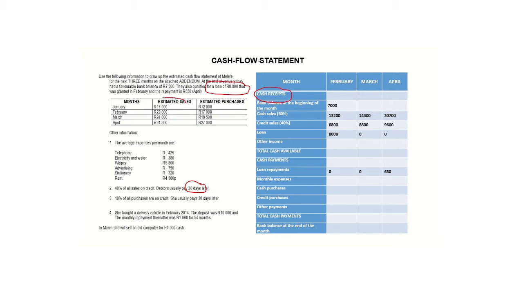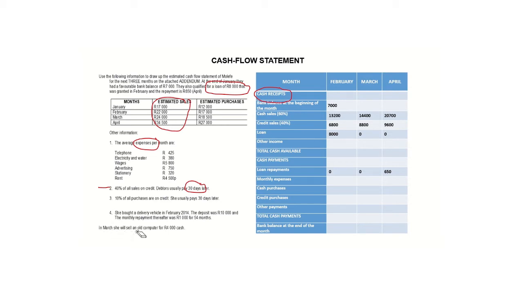Now we know that this part is sales, and we know that this part is expenses, so it cannot be income. And this one is rule number one for our sales, credit sales and cash sales. This one will be rule number two for our payments. So it is not money coming in. Now we've got this one here where the money is going to come in. She bought a delivery vehicle in February. Now the money is going to go out. I'm going to erase that.